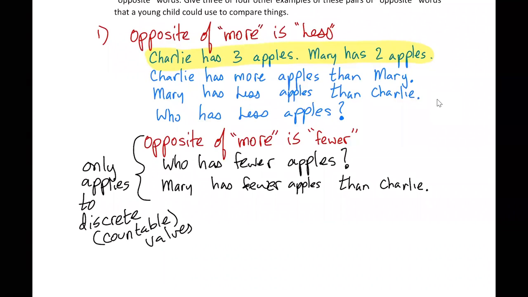All right. So we could say all the same things for fewer that we said for less, unless I change the context and I say something like, Charlie has 3 pounds of apples. Mary has 2 pounds of apples. Then I would need some sort of qualifier in front of the apples in order to allow for the use of fewer, because I could say Charlie has more weight. You know, his apples weigh more than Mary's. Mary's apples weigh less than Charlie's.